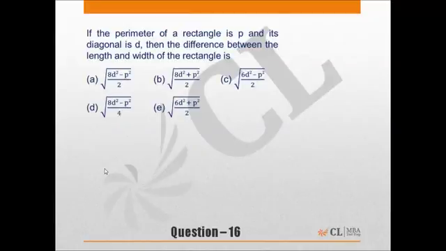Next question. If the perimeter of a rectangle is P and its diagonal is D, then the difference between the length and width of the rectangle is. Okay, we can solve this as we have given 2L plus 2B is equal to P, and L square plus B square is equal to D square.